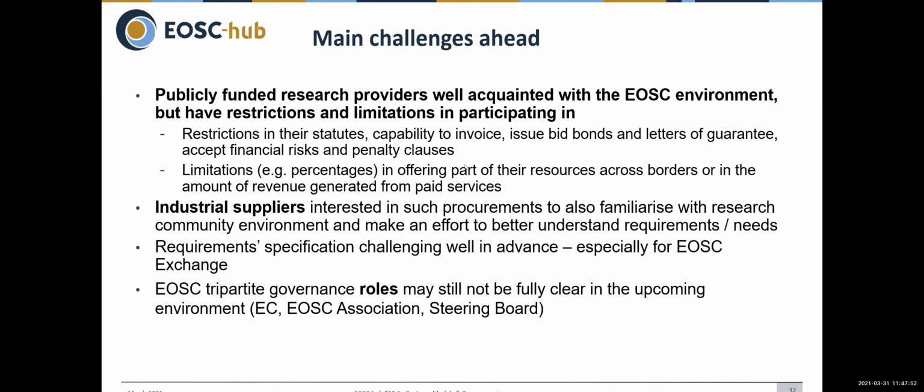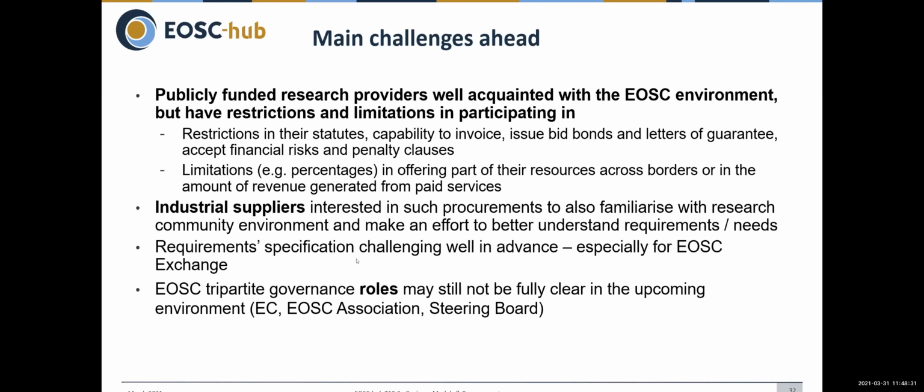As we said, I think this was covered, that the publicly funded research providers have restrictions and limitations. They are very well acquainted with the EOSC environment, but they have limitations in their statutes and so on. I won't cover this again. On the other hand, the industrial suppliers are of course very well acquainted with procurement, but they are not well acquainted with the EOSC requirements. So in order to participate, they need to familiarize themselves with the research community environment and the different beasts, as we were saying before, especially EOSC Exchange and Core.